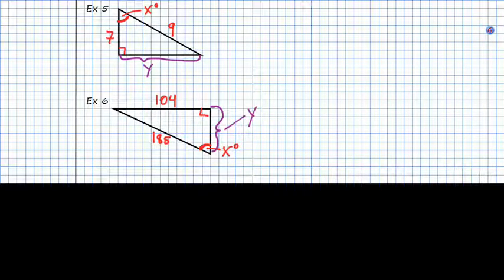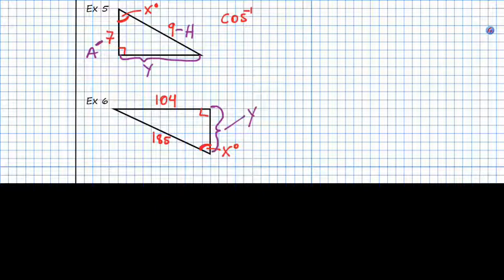Alright, so for example 5, we know that we're trying to find some angle. So we're going to first identify the sides that we have. The 7 is going to be our adjacent side. The 9 is going to be my hypotenuse. So I have adjacent, I have hypotenuse. That tells me I'm going to use the inverse cosine.